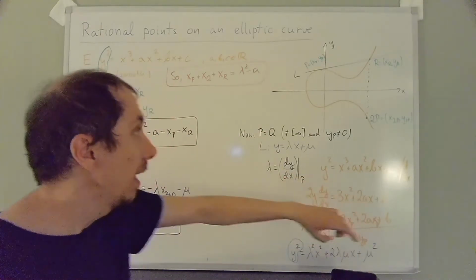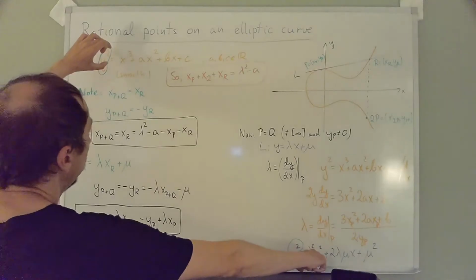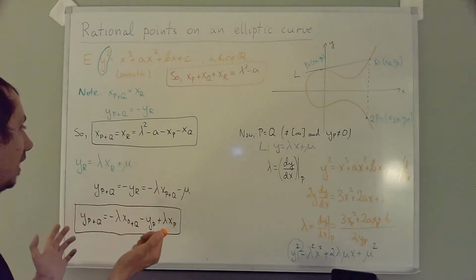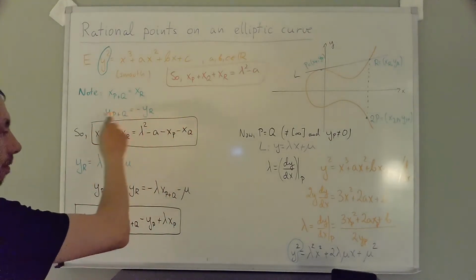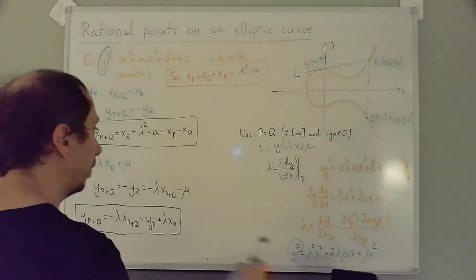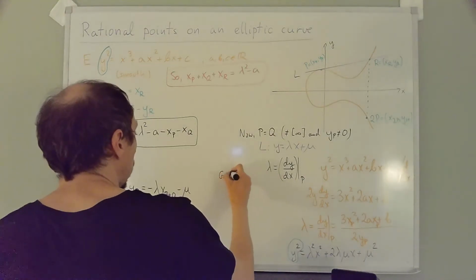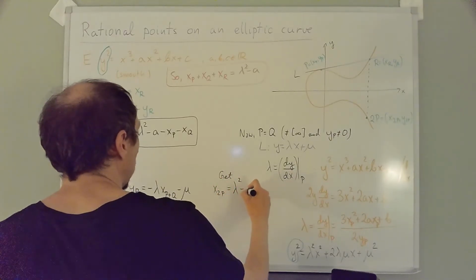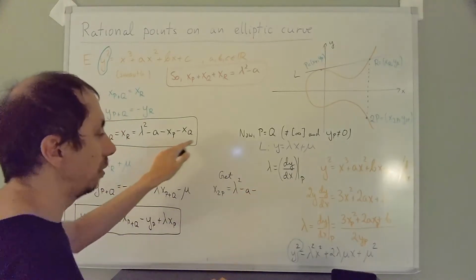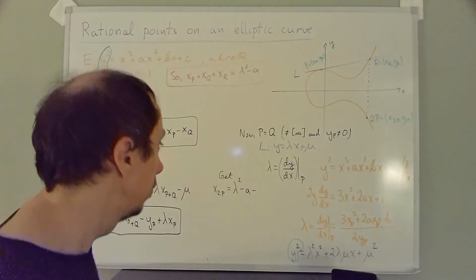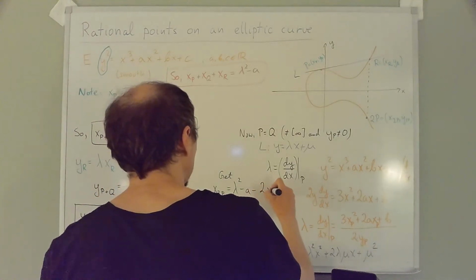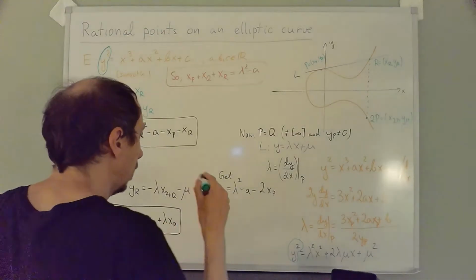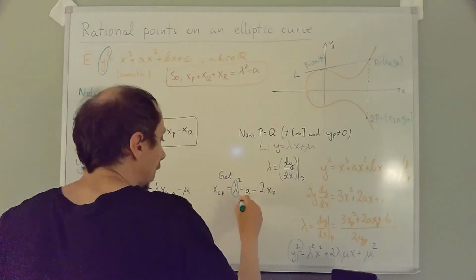So after squaring, you get that. You equate these two. You reorganize the terms so that everything is on one side. And you still get exactly the same formula. So after doing the same steps, you get that xp is equal to lambda squared minus a minus, okay, xp and xq are now the same because p and q is the same point, so it's minus 2xp. The thing is that it's a different lambda, right? This lambda here is that lambda.